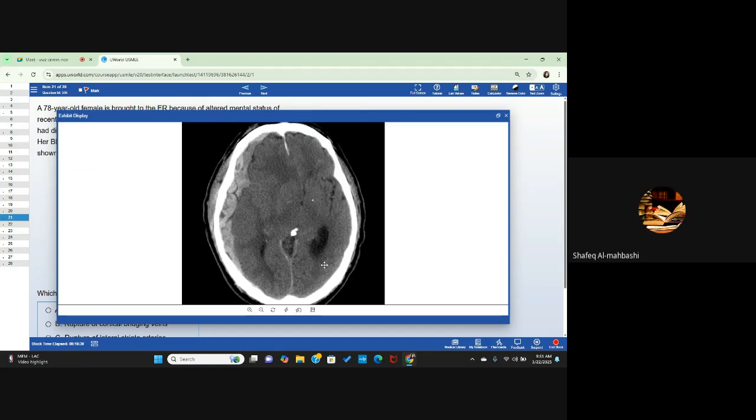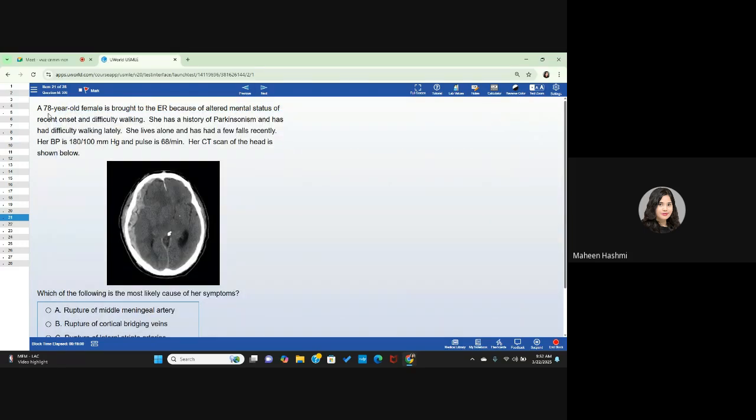This is infarction. Subdural hematoma. This is a subdural hematoma and shifting of midline. Okay, subdural. And the crescent moon. Yeah, we see that. All right. Okay, so let us see.